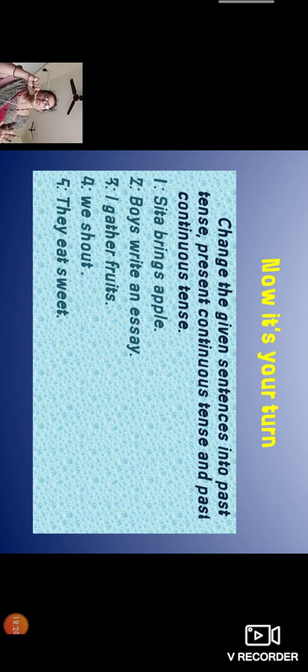So here are the 5 sentences. I have not given much, children, only 5 sentences to change. Sita brings apple. Boys write an essay. I gather fruits. We shout. They eat sweet. So these are the 5 sentences I have given.